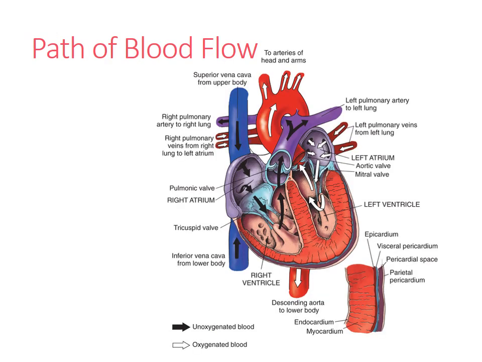Let's talk about the path of blood flow through the heart. When the blood comes from the body, it is received by the right atrium, and this is the deoxygenated blood, and it comes through the superior and inferior vena cava. Then it goes into the right ventricle from the right atrium, where it's pumped into the lungs via the pulmonary artery.